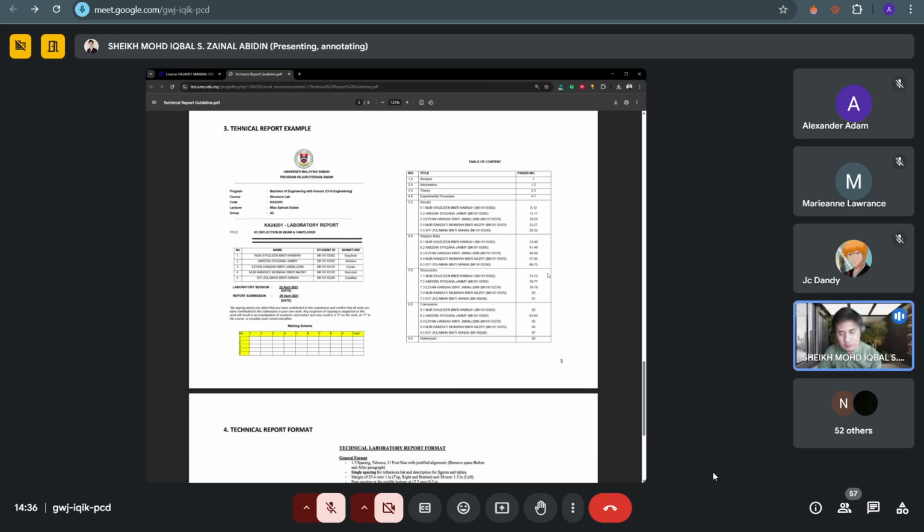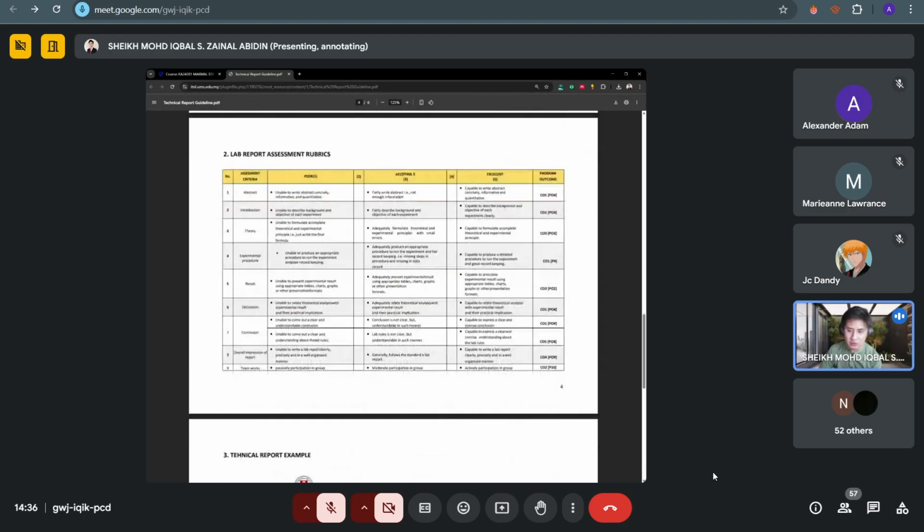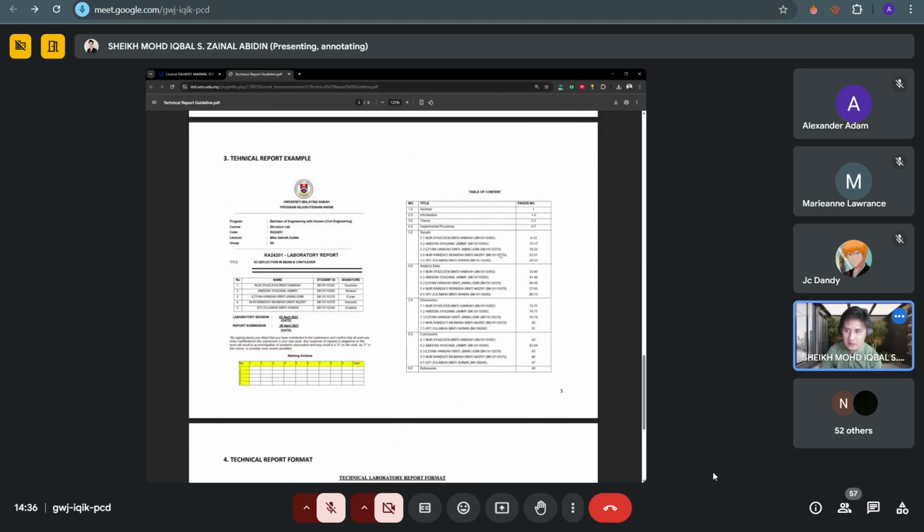You want to follow the guideline, you want to do more to get more marks, but when you do more to get more marks, don't forget the other sections as well that have higher marks, like the teamwork evidence, meeting, and so on, right? So you can refer here to the table of contents, right? Group work, only one. Individual, everyone needs to submit their own results and discussion, right? But eventually, one lab report for one group only, right?